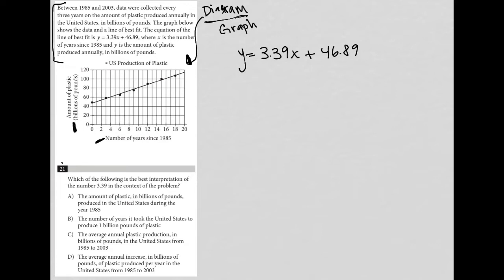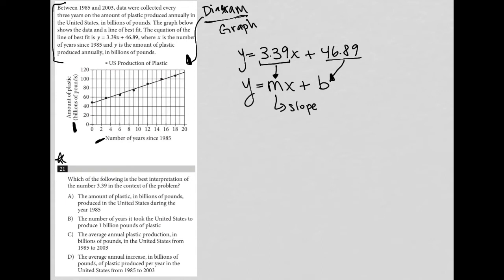So question 21 is asking us, which of the following is the best interpretation of the number 3.39 in the context of the problem? Well, 3.39 in the context of the problem shows up right here. And again, because I always write down the equations as they're provided in the question, this equation, because it's the equation for a line, I'm going to look at in comparison to another or generic equation for a line, the slope-intercept form of an equation for a line, where the 46.89 would be the b, or the y-intercept, and the 3.39 would be the m portion here, or the slope.